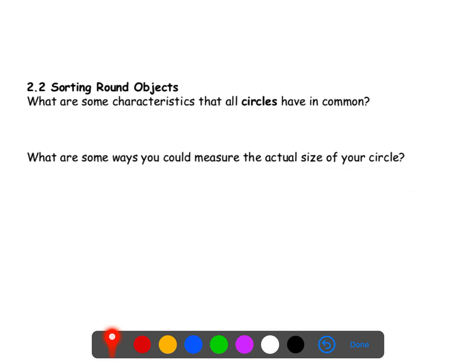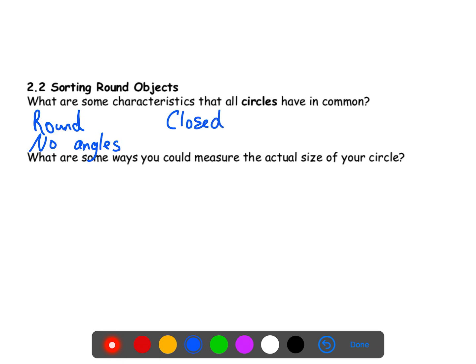It talks about sorting round objects. What are some characteristics that all circles have in common? So take a look around the room, think about some circular objects, and let's make a list of those different things. So of course, circles are round, so it has a round edge. There's no angles, would be another way of saying that, like most of the shapes that we deal with. It's got to be a closed figure, and closed means that it connects. It doesn't have a gap in it like a horseshoe would. So it's a closed figure.